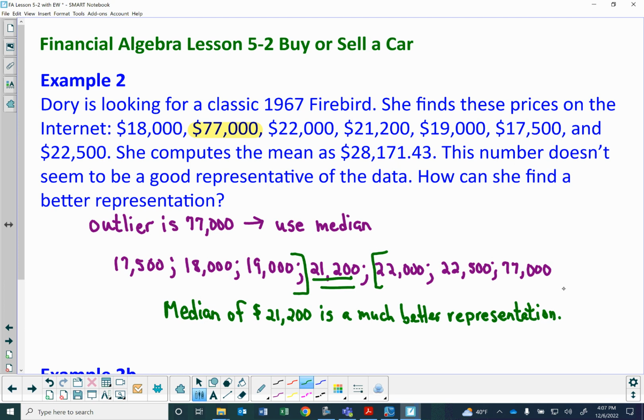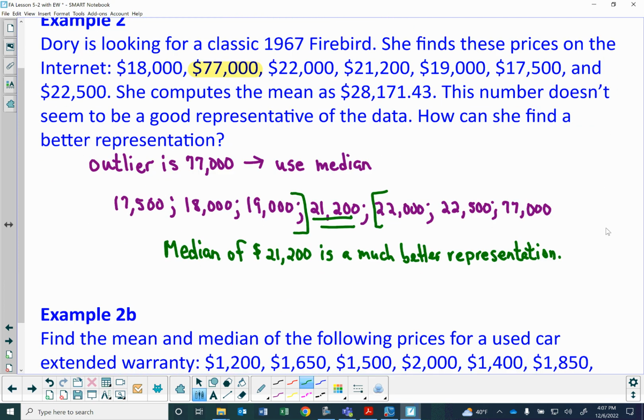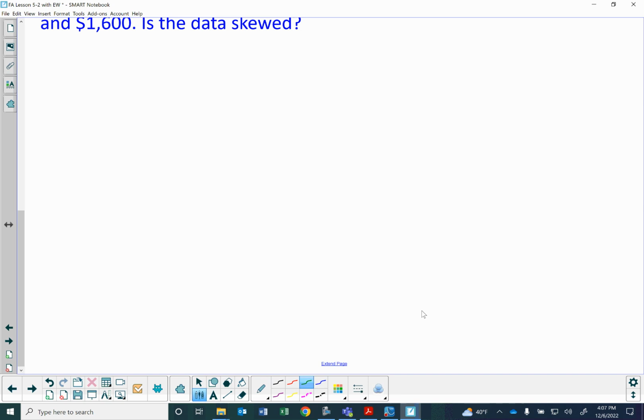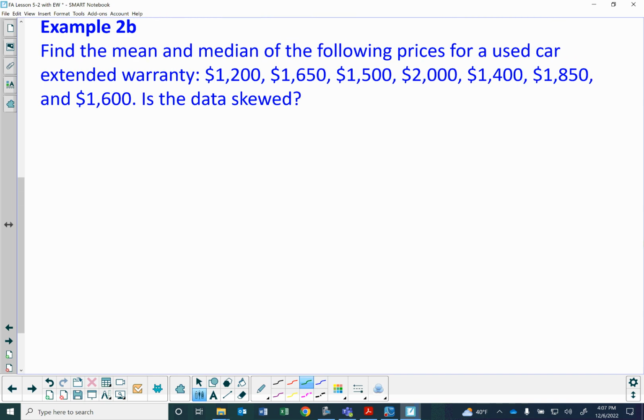Okay, so let's look at 2B. 2B says, find the mean and median of the following prices for a used car extended warranty. And then, is the data skewed? The reason we have to find both the mean and the median is that's how you can tell whether or not the data is skewed. So if I'm going to find both the mean and the median, I'm going to put them in order to begin with. I'm just going to start right now by putting them in order.